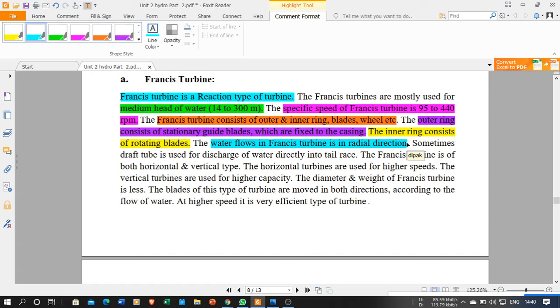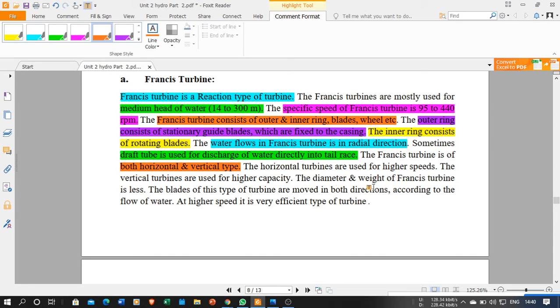Sometimes the draft tube is used for discharge of water into the tail race. So in this case we are going to use the draft tube to discharge the water from the turbine to the tail race. To release the water we use the draft tube. The Francis turbine is of horizontal and vertical type. Basically the Francis turbine comes in either horizontal configuration or vertical configuration.